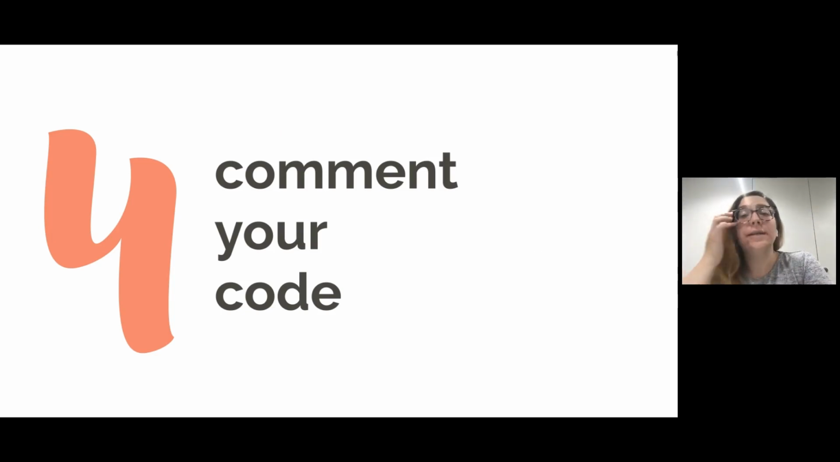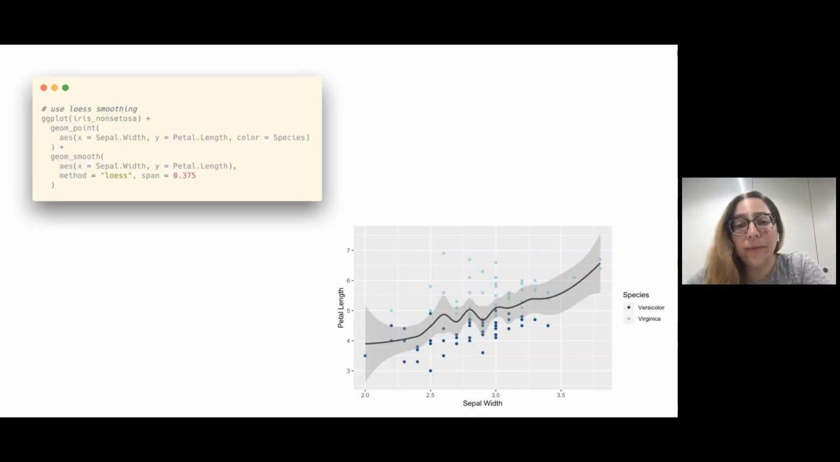Number 4 is comment your code. And what do I mean by commenting the code? So here I have that same plot that we were looking at earlier from the iris data set with the 2 species. But what I've done is instead of fit a linear model here, I've actually applied a smoothing. And you can see that the method for the smoothing is loess. And I've also used a span argument of 0.375. That argument tells me something about how smooth that fitted curve is going to be.